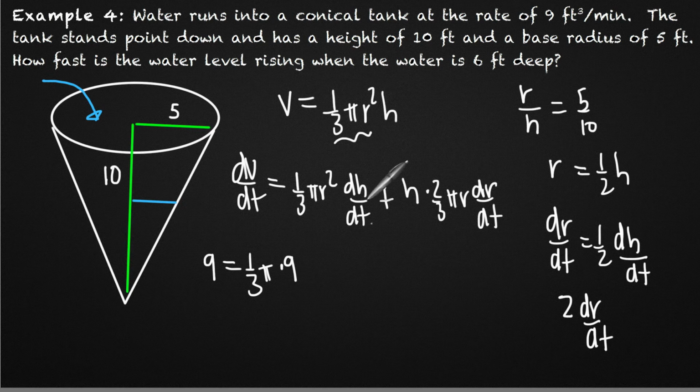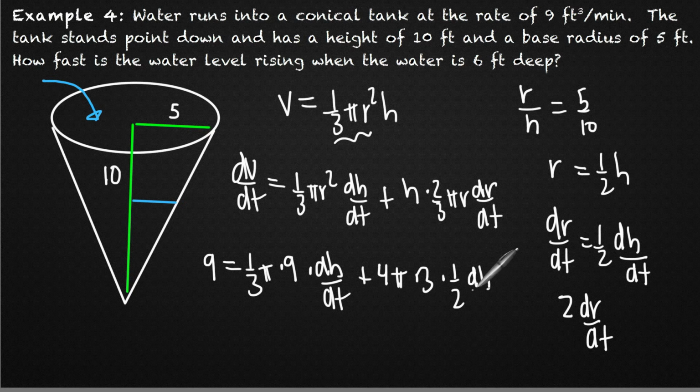Excuse me, we're going to leave dh dt in there because that's what we are looking to solve for. So dh dt, we'll leave that there. And then plus h, our h is 6. 6 times 2 is 12, over 3 is 4. So 4 pi, and then the radius, once again, was 3. And so now we have to replace dr dt with 1/2 dh dt. So 1/2 dh dt, and you can see where this is going here.